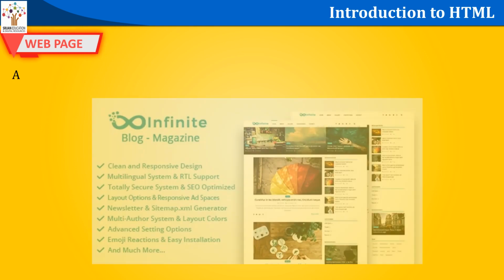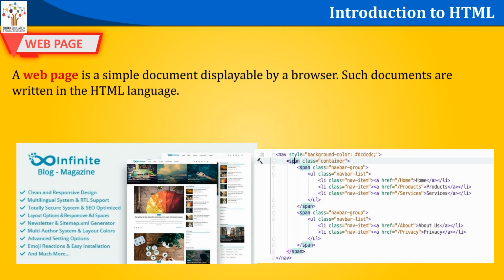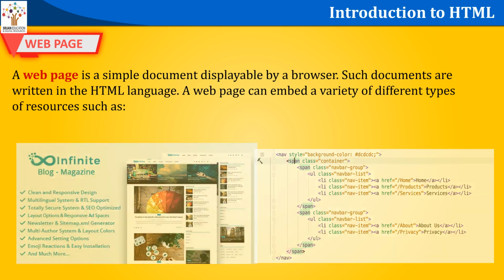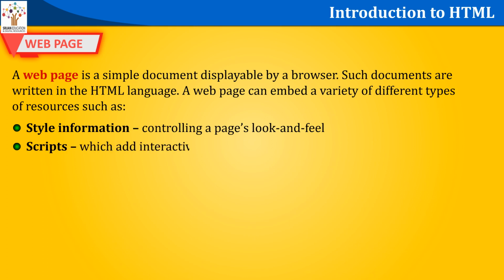Webpage. A webpage is a simple document displayable by a browser. Such documents are written in the HTML language. A web page can embed a variety of different types of resources, such as style information, controlling a page's look and feel; scripts, which add interactivity to the page; media, images, sounds, and videos.